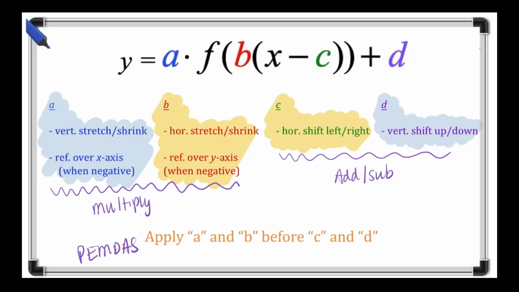Now here are some things for you to remember. The horizontal transformations are inside your function, and they actually do the opposite of what you think they should do. So that's something that you need to remember and keep in mind as we look through the next examples.